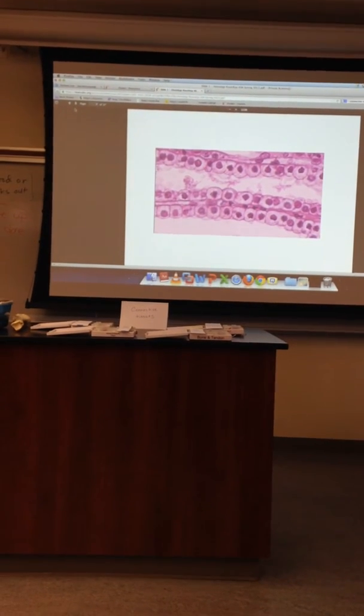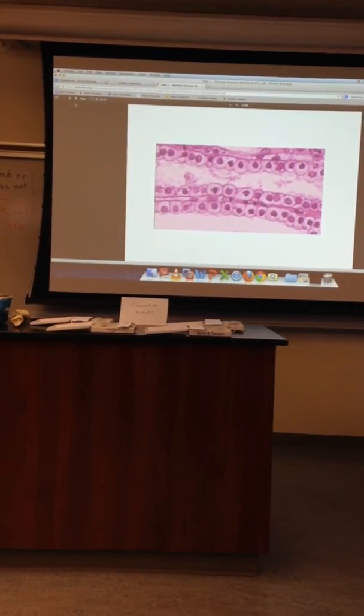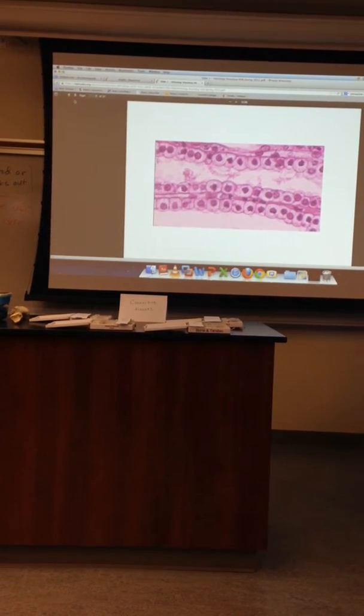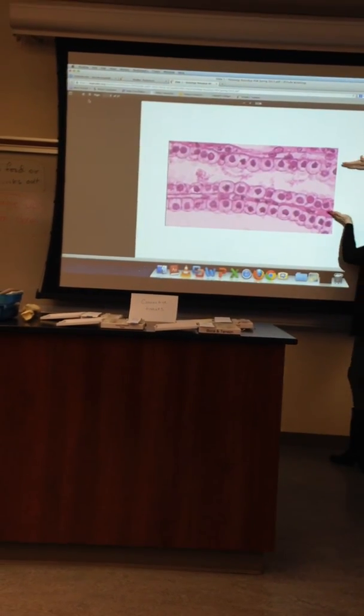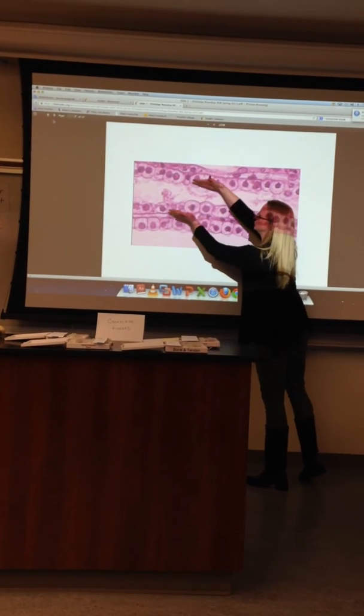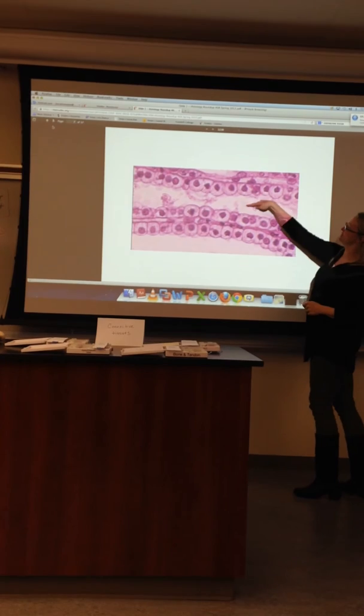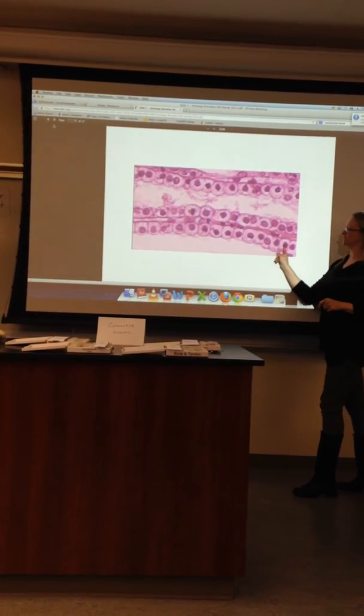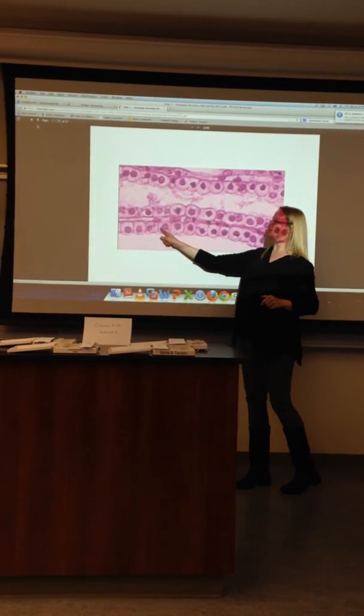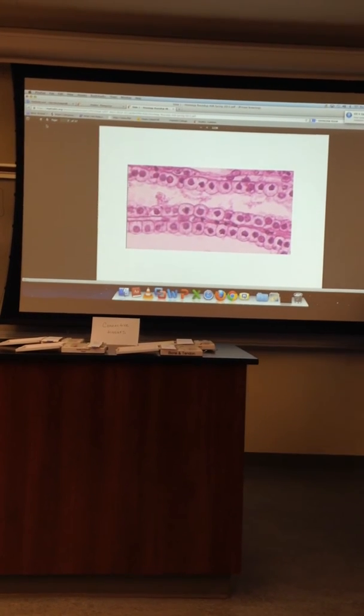All right. What is it? Simple cuboidal. So here we're seeing a longitudinal section through a tiny tube, and here's the neighboring tube. So this is a lumen, this is a lumen, and this is simple cuboidal epithelial tissue. A beautiful example of it.